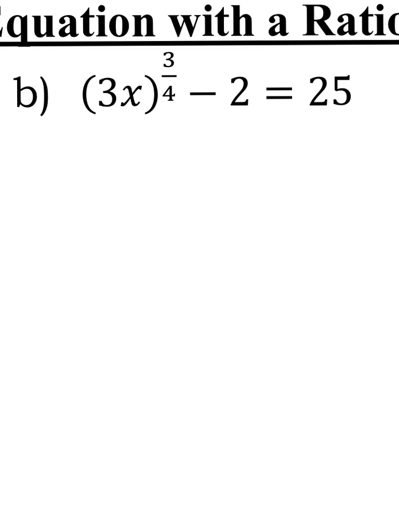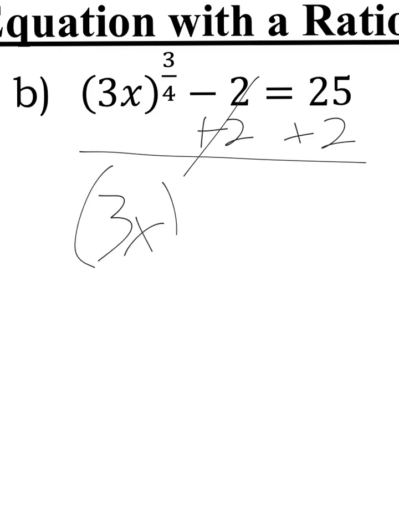So on letter B, I have 3x to the 3/4 minus 2. Always get rid of stuff that you can add or subtract first. This 3x is in parentheses, right? So that means the 3/4 power is being applied to the x and to the 3. So you can't divide out the 3 until you get rid of the parentheses. How would I get rid of the parentheses? By getting rid of that exponent.